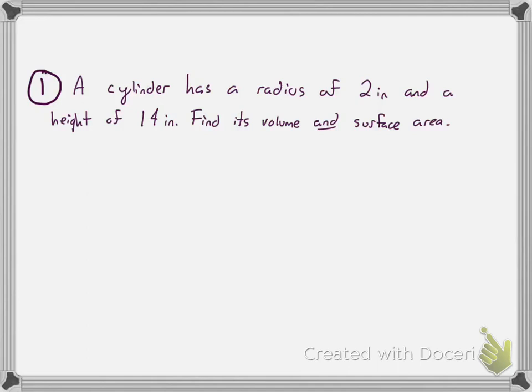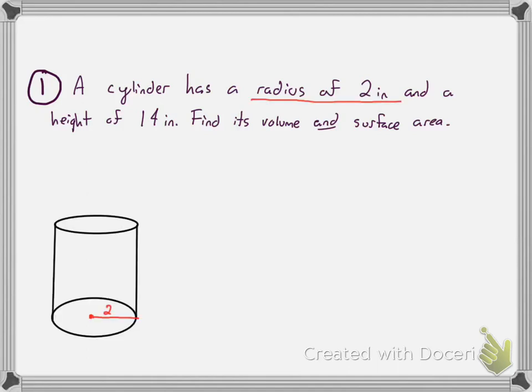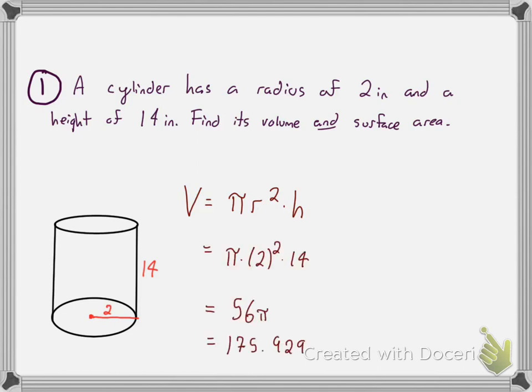So, I have a radius of 2 inches, so if I was going to draw out this cylinder, that's what it would look like. And the height, 14, would go there. When I'm finding the volume, I'm doing the area of the base times the height, or in other words, pi r squared times h. What I'm going to do here is just plug in my radius and height. So pi times 2 squared times 14 gives me 56 pi.